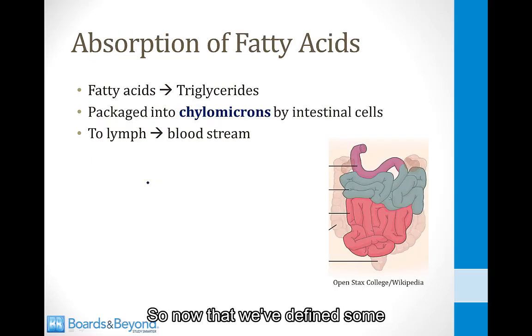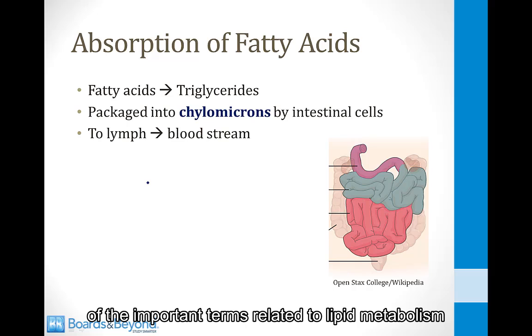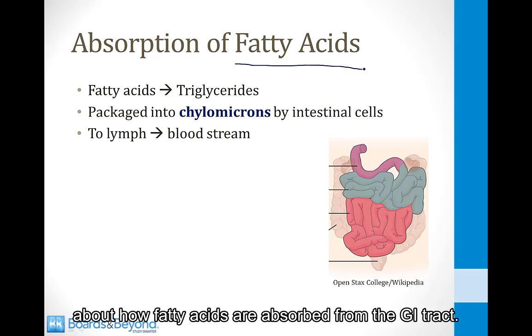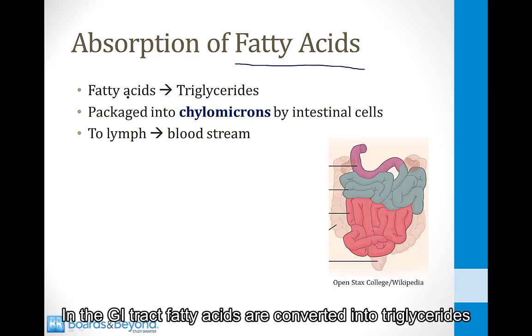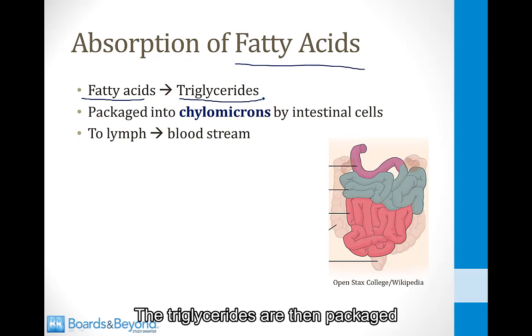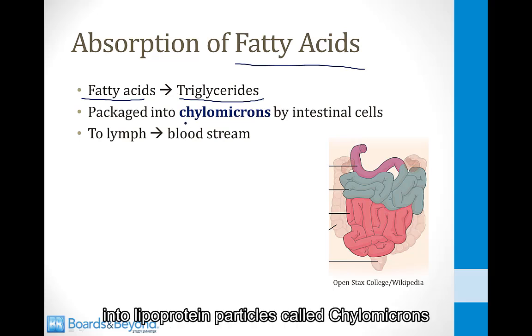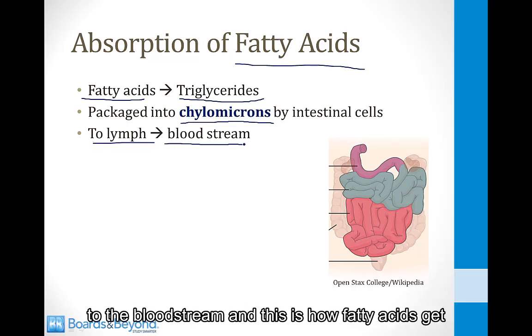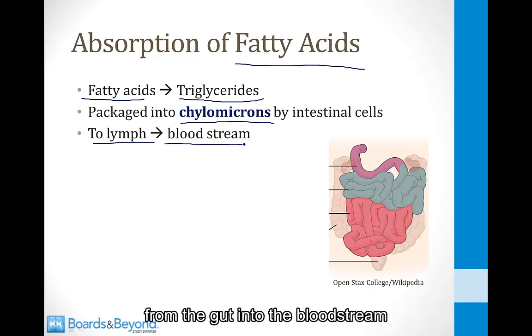So now that we've defined some of the important terms related to lipid metabolism, let's start our discussion of lipid metabolism by talking about how different lipids are absorbed. And we'll begin by talking about how fatty acids are absorbed from the GI tract. In the GI tract, fatty acids are converted into triglycerides by combining them with glycerol molecules like I showed you a few slides ago. The triglycerides are then packaged into lipoprotein particles called chylomicrons by the intestinal cells. The chylomicrons are then secreted into the lymph, and from the lymph they go to the bloodstream. And this is how fatty acids get from the gut into the bloodstream in the setting of chylomicrons.